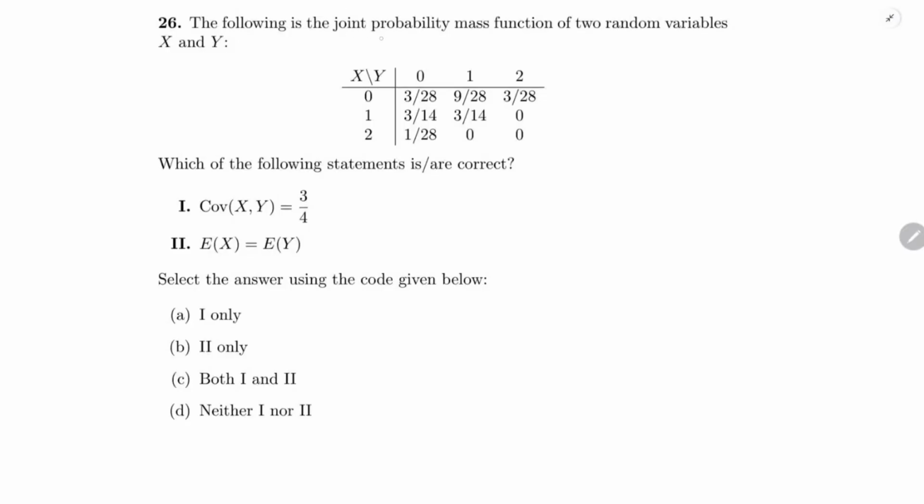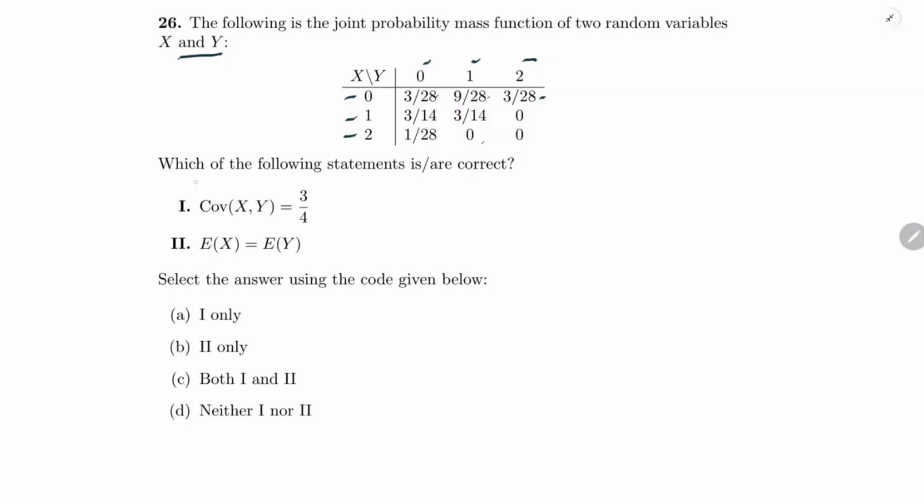The following is the joint probability mass function of two random variables x and y. X is taking value 0, 1 and 2. Y is also taking value 0, 1 and 2. The joint probabilities are given as 3 by 28, 9 by 28, 3 by 28, 3 by 14, 3 by 14, 0, 1 by 28, 0 and 0.